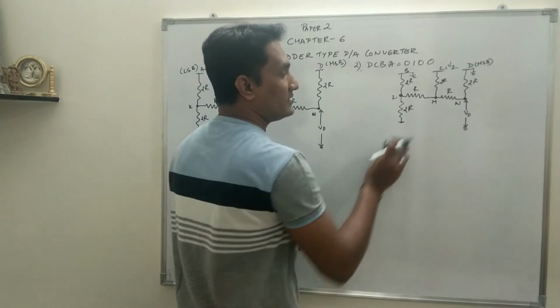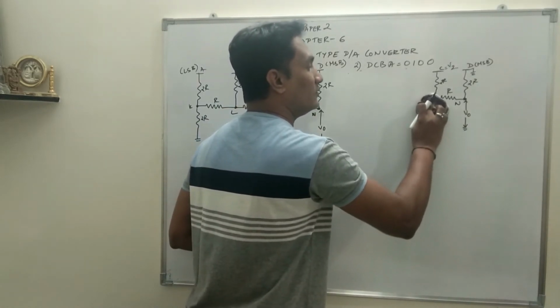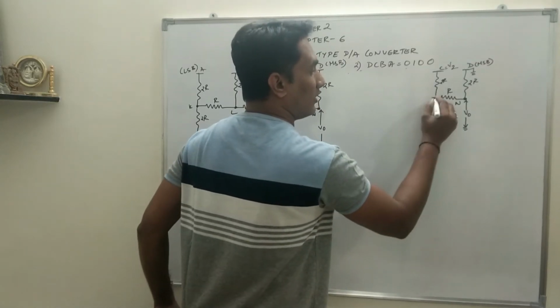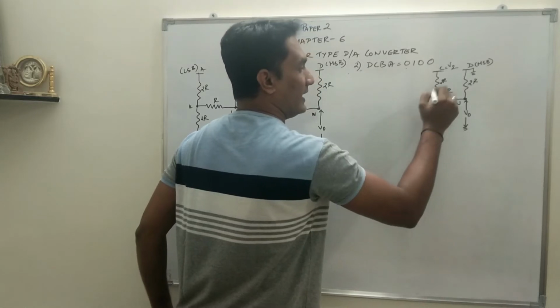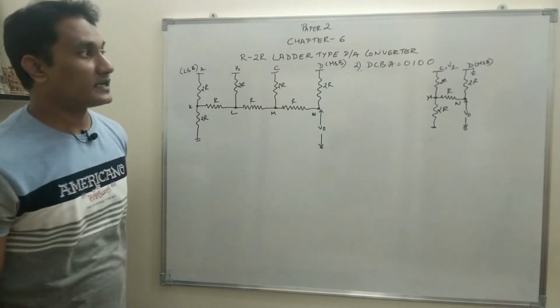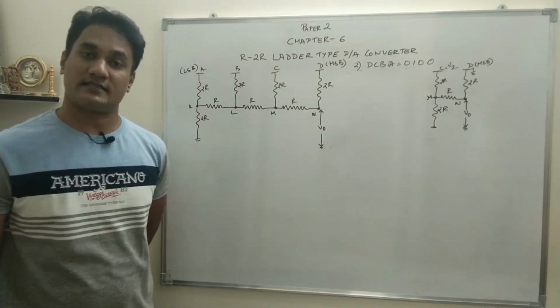So if B is also connected to ground, the entire network to the left of M will reduce to a resistance of 2R between M and ground. So the circuit reduces to this much as A and B are connected to ground.